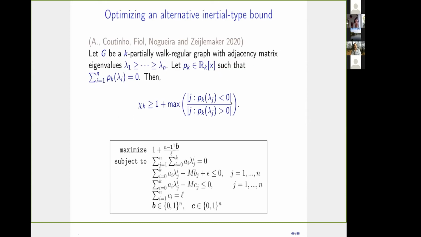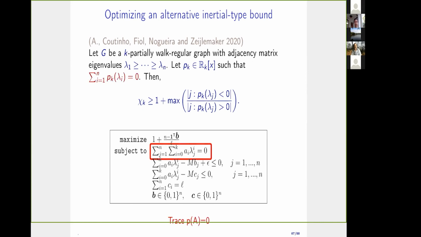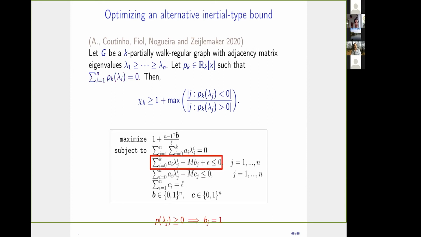So for this alternative inertial type of bound, we also formulated the optimization problem to calculate it and see for which families of graphs this could be a good bound, or could find at least the best polynomials to calculate the bound. So the first constraint on the optimization problem is just that the trace of the polynomial on the matrix needs to be 0. The second constraint is counting how many times we have the polynomial evaluated in any eigenvalue larger or equal than 0. But notice this was a bit complicated to model for us at first because you need to control the zeros, in which cases P of lambdas are zeros. So this is modeled by the third constraint, where we need extra variables as you see here.